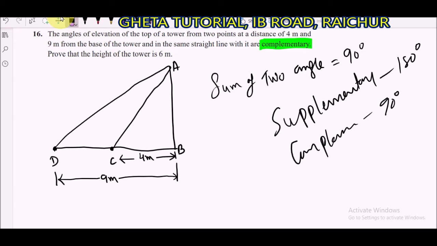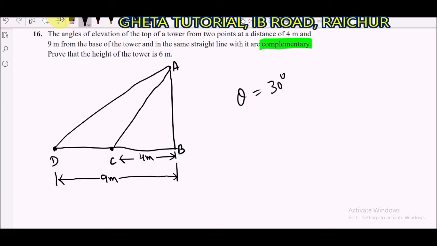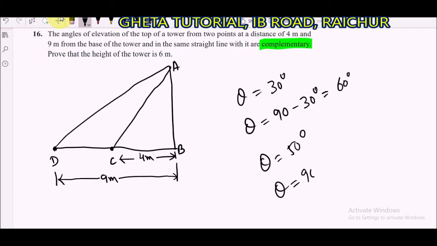So now suppose one angle is 30 degrees. What about the other angle? So 60 degrees, 90 minus 30. Suppose one angle is 50 degrees, so what about the other angle? So 90 minus 50 is equal to 40 degrees.